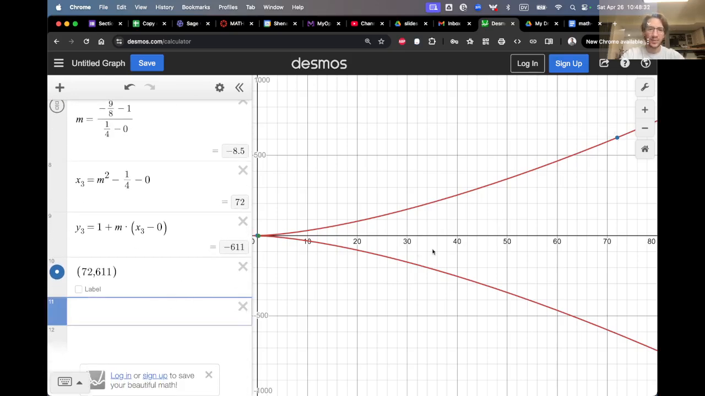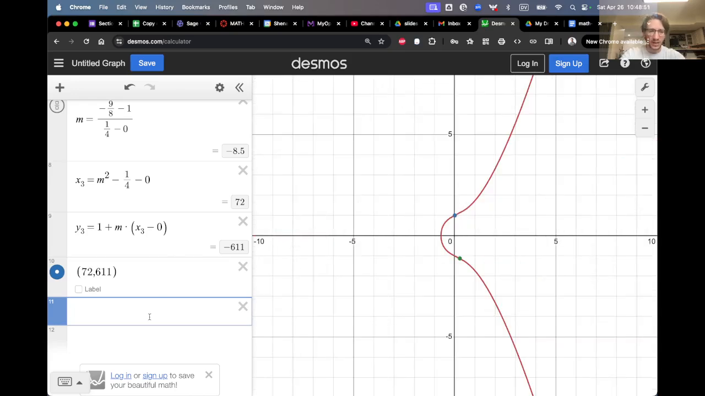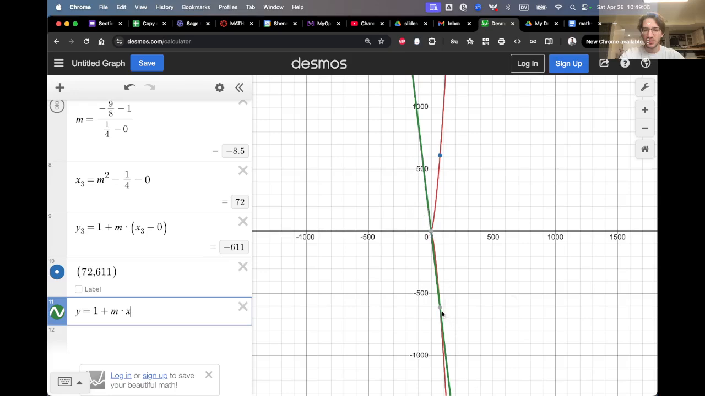Bananas. Also, I am genuinely surprised that this point has such nice coordinates, right? The Q here, 1/4, -9/8, is gross. But let's look at the line that goes through the original 2 points. That would be the line y equals 1 plus m, which we've already calculated, times x. So there's that line, and if you want to find the point of intersection, you get it right there at 72, -611, which we already knew, right? We already knew that point of intersection.